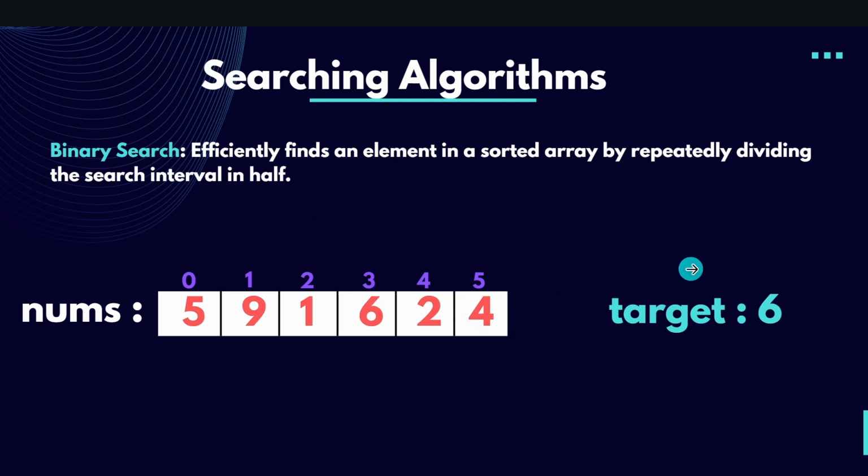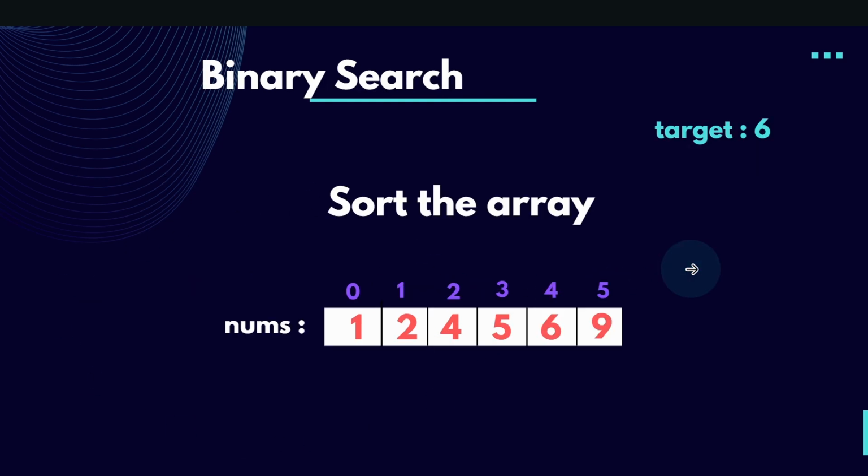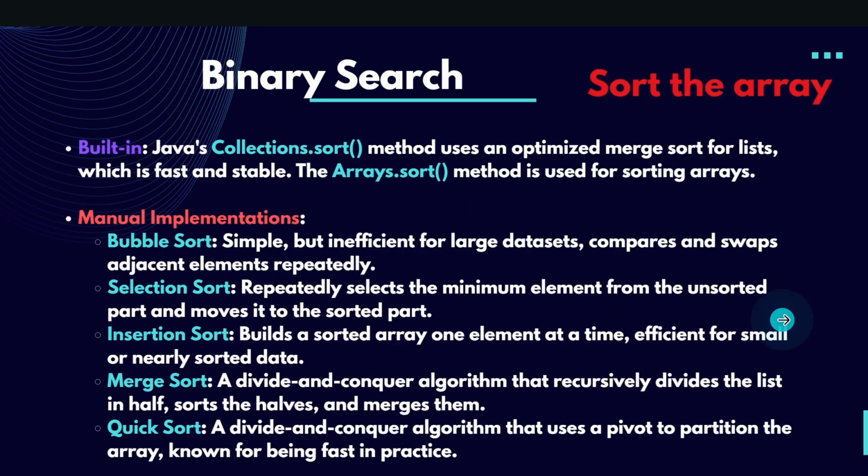For sorting we have many algorithms, and in this session we are going to see them. After sorting, the array looks something like this: 1, 2, 4, 5, 6, 9. For sorting, as I said before, we have these many algorithms we will see in this session: bubble sort, selection, insertion, merge, quick. These are all things we will see.